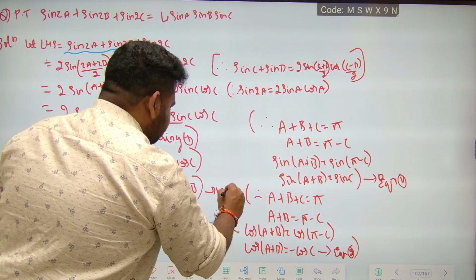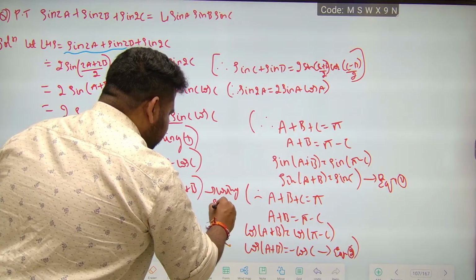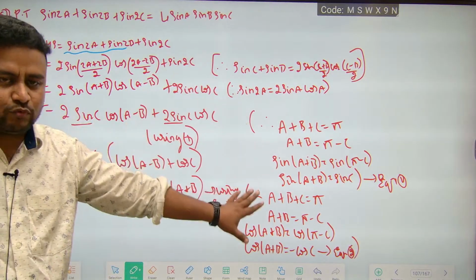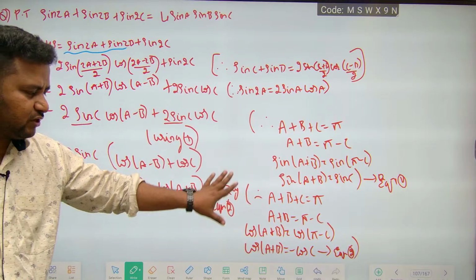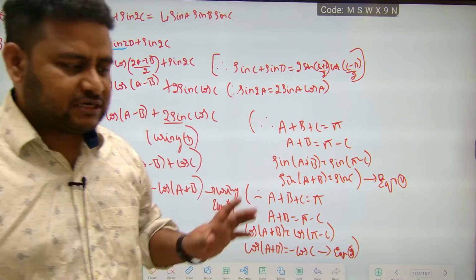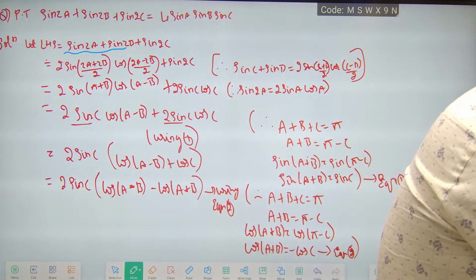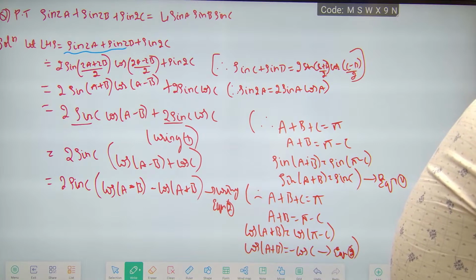Using equation 2 I will write it. Okay, using result 2 I am writing it. You have to write the reason. Reasons are more important than this one. With the reason only you will get the marks. If you want 7 marks, you definitely have to write the reason, friends. So we will get cos of a minus b minus cos of a plus b.